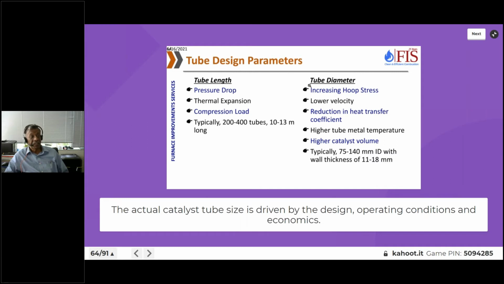Also the tube diameter, if you increase the tube diameter, you're increasing hoop stress. You're also lowering the velocity, lowering the heat transfer coefficient. It will give you higher metal temperature and higher catalyst volume. Higher catalyst volume is good, actually, don't get me wrong, but basically everything else is not good. So typically the tubes are 3 to 5 inch ID, and the wall thickness is typically in the range of 11 to 18 millimeters or 0.3 to 0.5 or 0.6 inch.